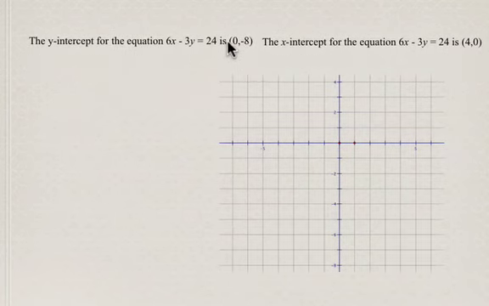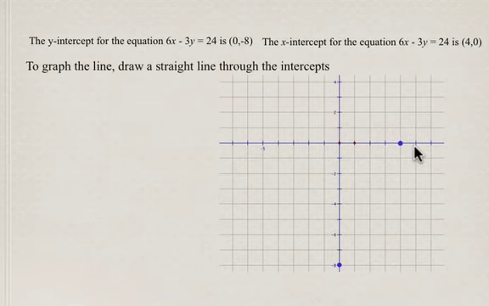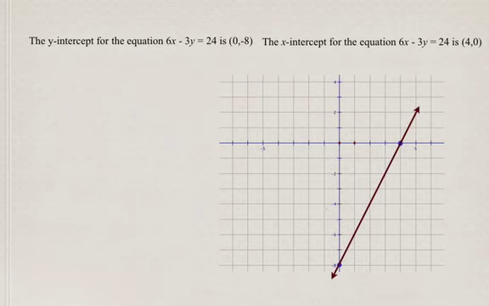So now we have 2 points that we can use to graph. We have (0, -8), and we have (4, 0). When we plot these points, here's (0, -8) and (4, 0), all we have to do now is draw a line through these intercepts, and there's our graph.